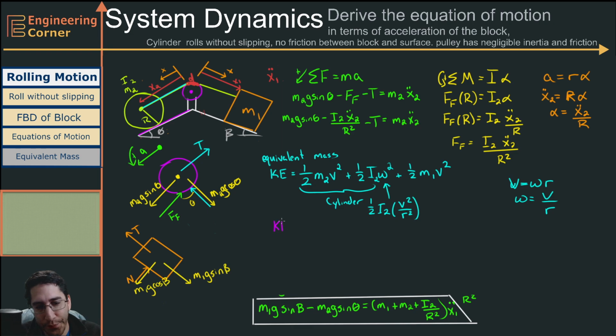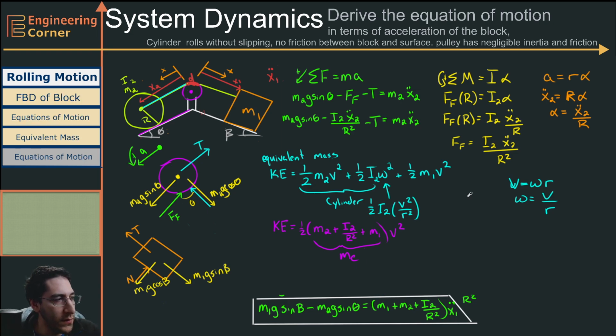my kinetic energy is 1/2 times m2 plus I2 over r squared plus m1 times v squared. Now this right here is my equivalent mass. This is very similar and exactly the same to this right here. So that's my equivalent mass.